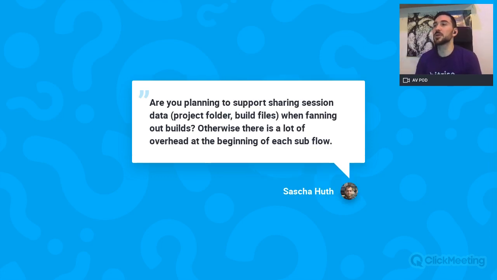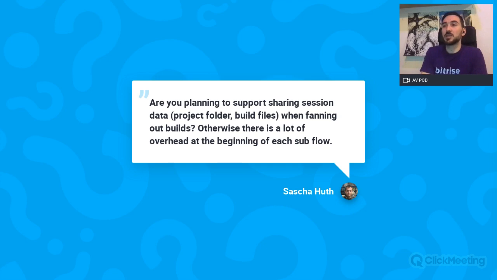Are you planning to support sharing session data, project folder, build files when fanning out builds? Otherwise, there is a lot of overhead at the beginning of each sub workflow. To be honest, I didn't really look into this, but what I originally used is the cache pull and the cache push steps. And in the cache push steps, you would be able to simply provide any kind of path that you would like to share between different builds.